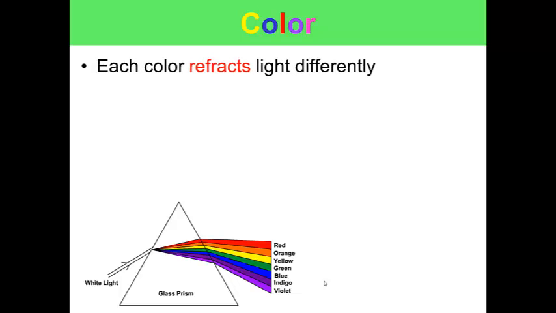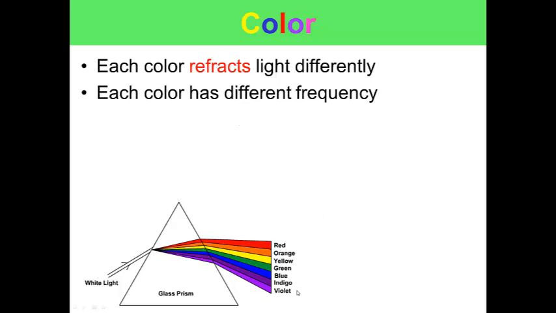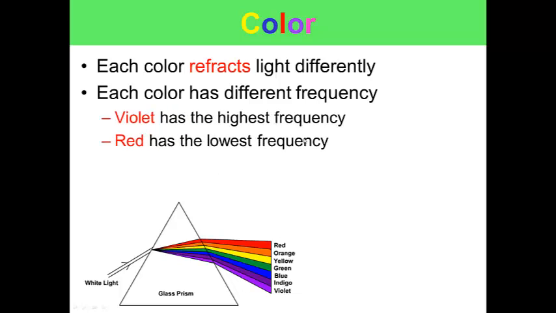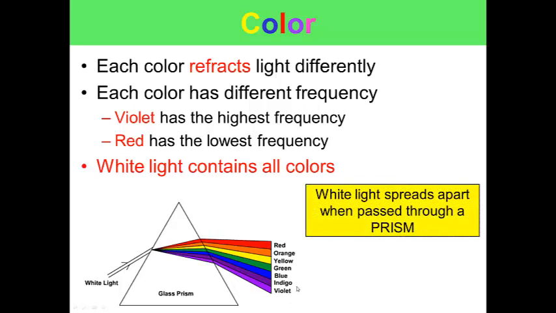Each color refracts light differently. Each color has a different frequency. So white is a combination of all the colors: red, orange, yellow, green, blue, indigo, and violet. Violet has the highest frequency, red has the lowest frequency. White light contains all of the colors of the rainbow.